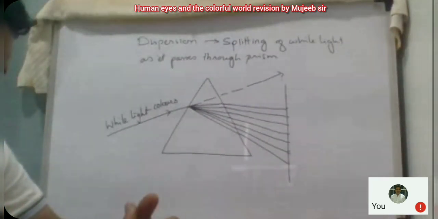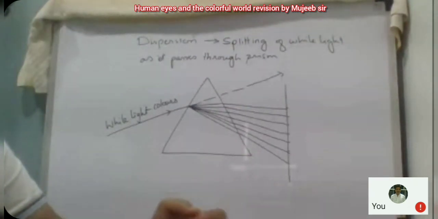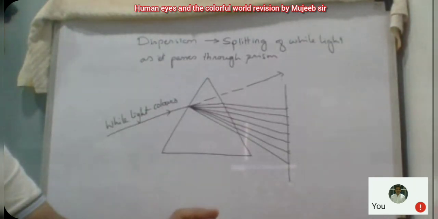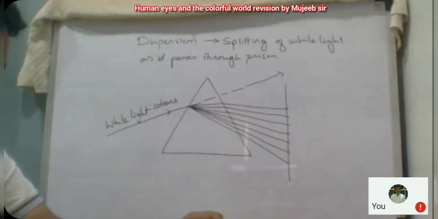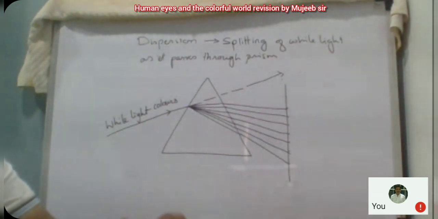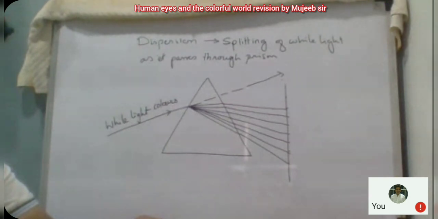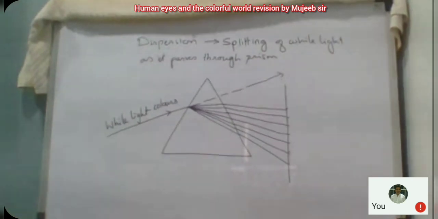First of all, what is dispersion? Definition: the splitting of white light into its 7 component colors when it passes through the prism is called the dispersion of light. Second, the cause of dispersion. Different colors have different wavelengths, and hence they travel with different speeds in the prism. That is why they bend by different angles with respect to the incident ray, and thus get separated from each other. That is why the dispersion of light takes place.